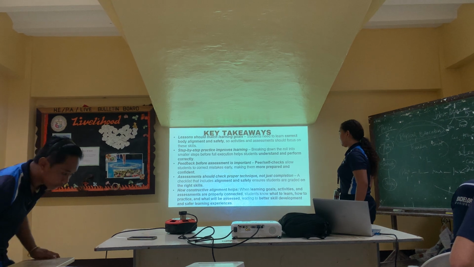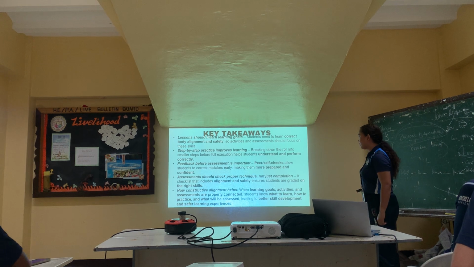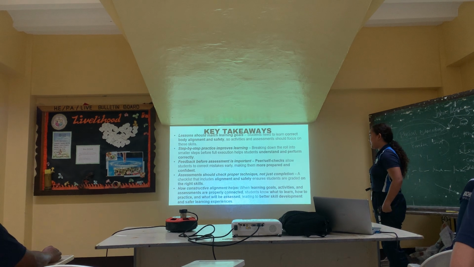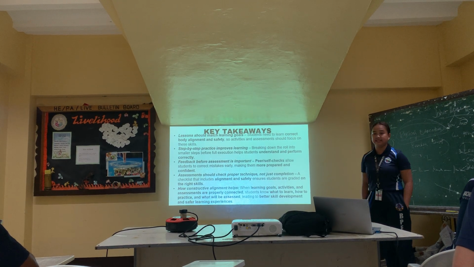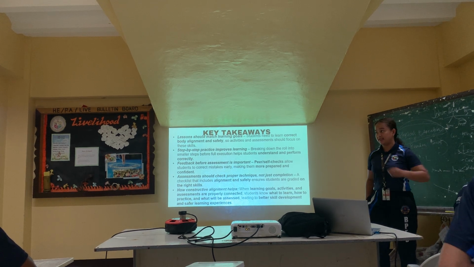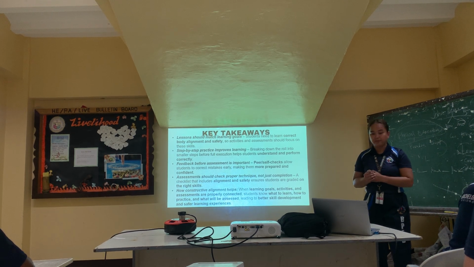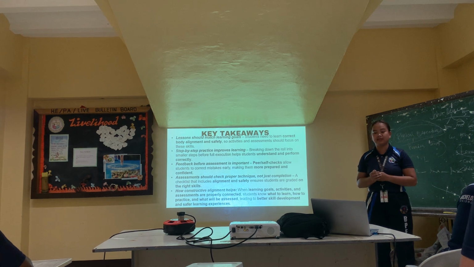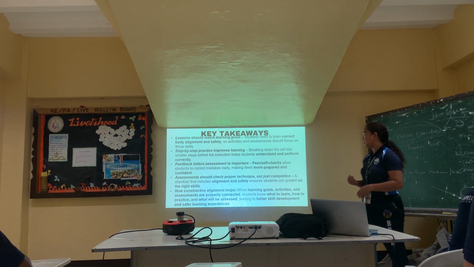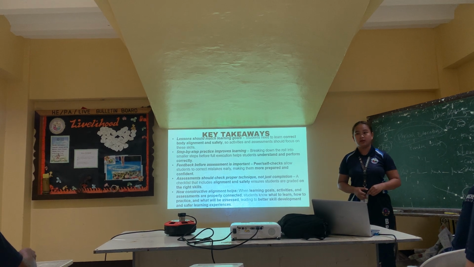The fourth key takeaway is that assessments should check proper technique, not just completion. A checklist that includes alignment and safety ensures students are graded on the right skills. Basically, as said a while ago, on the assessment methods, it has been analyzed that it is misaligned. It is not enough for students to just complete forward rolls. The students should also check if they follow proper alignment of their body and also the safety measures that they are doing during the forward roll.